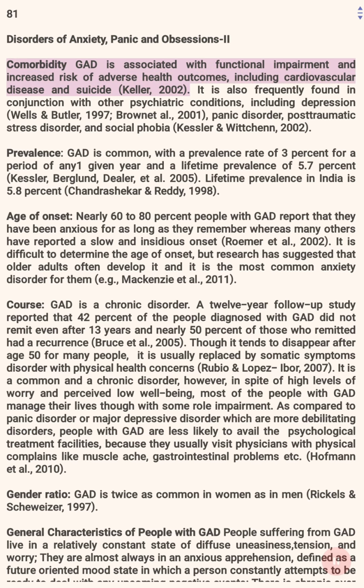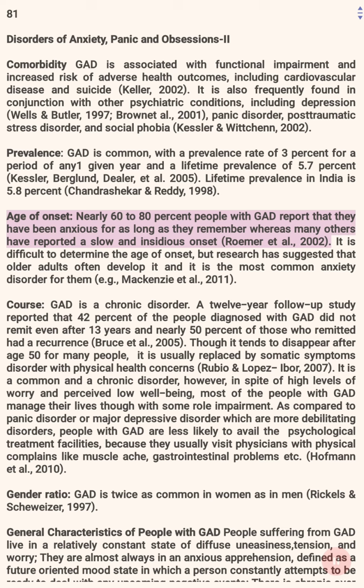Comorbidity. GAD is associated with functional impairment and increased risk of adverse health outcomes, including cardiovascular disease and suicide, Keller, 2002. It is also frequently found in conjunction with other psychiatric conditions, including depression, Wells and Butler, 1997, Brown and others, 2001, panic disorder, post-traumatic stress disorder, and social phobia, Kessler and Wittchen, 2002. Prevalence. GAD is common, with a prevalence rate of 3% for any one given year and a lifetime prevalence of 5.7%, Kessler, Berglund, Demler, and others, 2005. Lifetime prevalence in India is 5.8%, Chandrasekhar and Reddy, 1998.